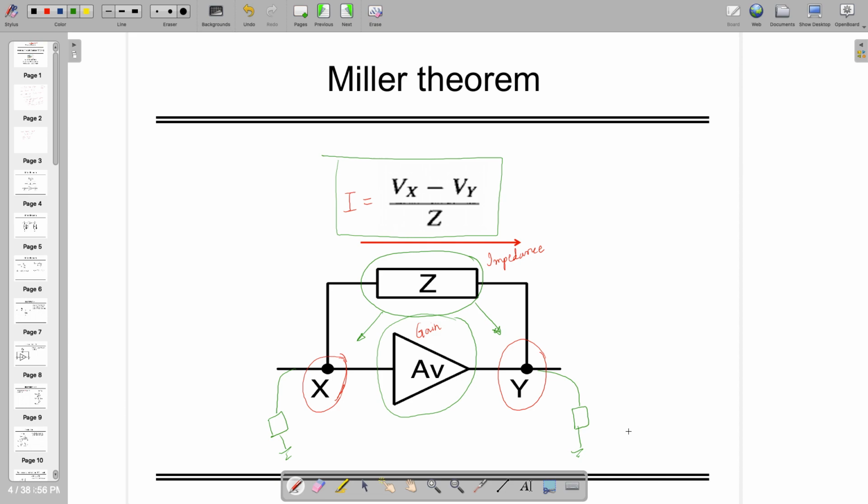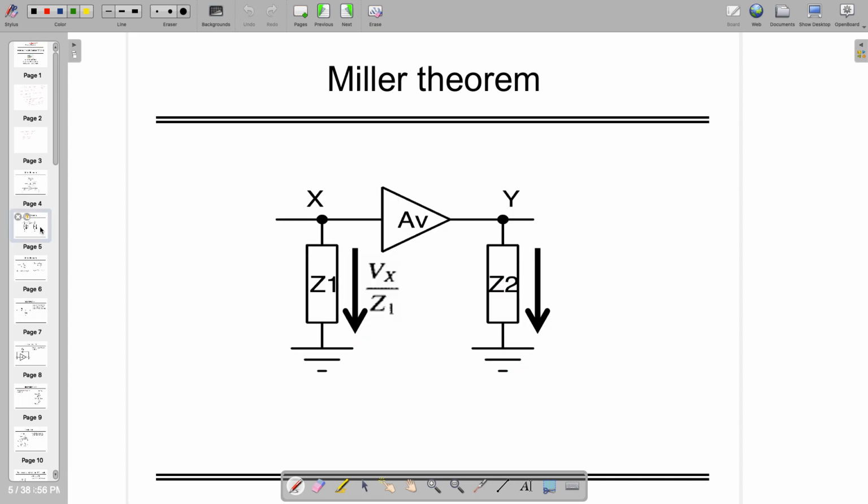It's not applicable in that case. So let's agree on that. Now let's go further. As I told you, Miller theorem says that if there is an impedance connected in between X and Y and there is a gain element going from X to Y, we can do one thing.